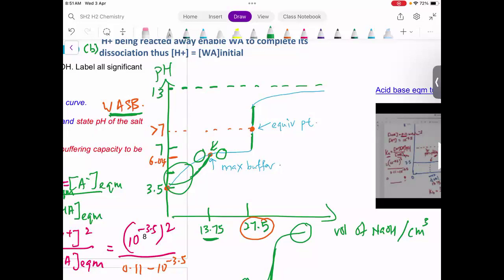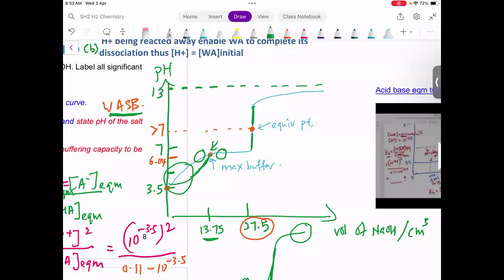So we use this to determine whether we dilute. Dilute what? You mean dilution of the salt? 13.75 to 27. Yeah, so that's dilution, because the total volume has changed. Diluting the NaOH? No. NaOH is your titrant, the one from the burette.